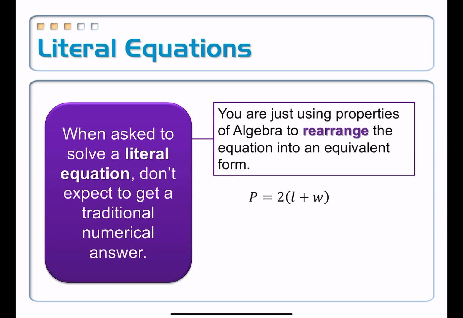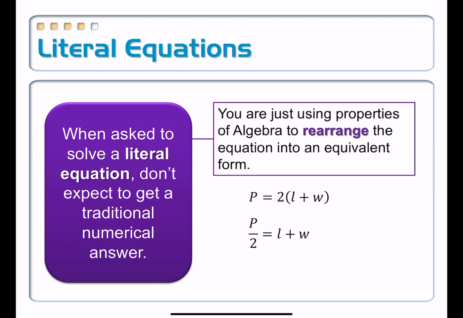So what would I do first? If I'm trying to get W all by itself, notice that it has an L beside it and it has a 2 beside it. I want to get rid of this 2 first. The 2 is being multiplied by that set of parentheses, so I'm going to divide both sides by 2, and here's what my new equation looks like. P divided by 2, half of the perimeter essentially, is equal to length plus width.